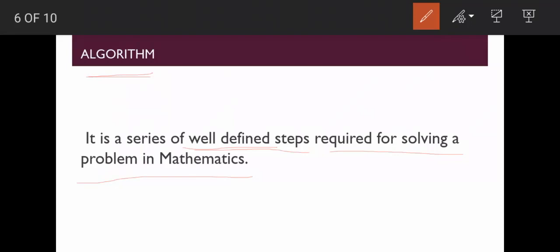That is why it is said that the definition of algorithm is what? It is a series of well-defined steps, meaning each and every step we are following should exist and have individual importance. It is a series of well-defined steps required for solving problems in mathematics. So here, for solving a particular set of problems in the first exercise in the chapter of real numbers, we have to follow some well-defined distinct steps, and these steps come under Euclid's division algorithm, and that is what algorithm refers to.